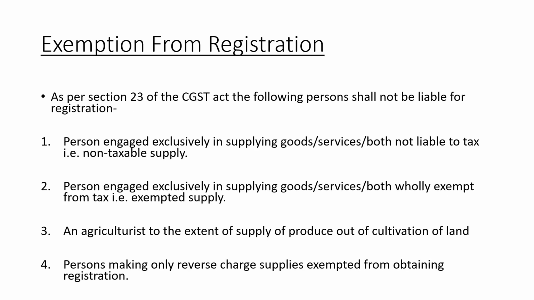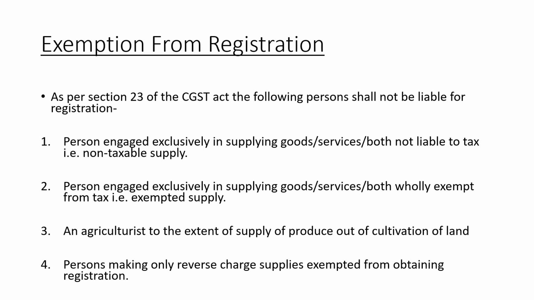Moving on to the next part, that is exemption from registration. Section 23 of the CGST Act provides for certain persons who shall not be liable for registration. That is, even though their turnover may be more than the threshold limit, they shall not be liable to register. The first are persons engaged exclusively in supplying goods or services or both that are not liable to tax, that is non-taxable supply.